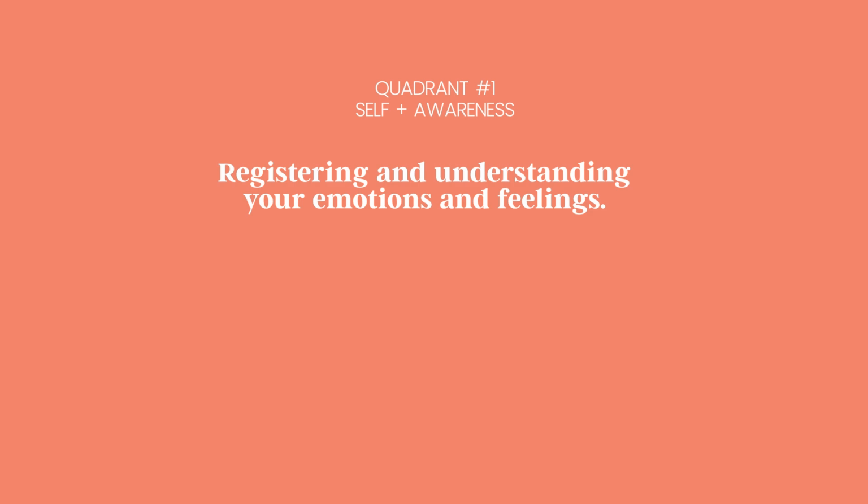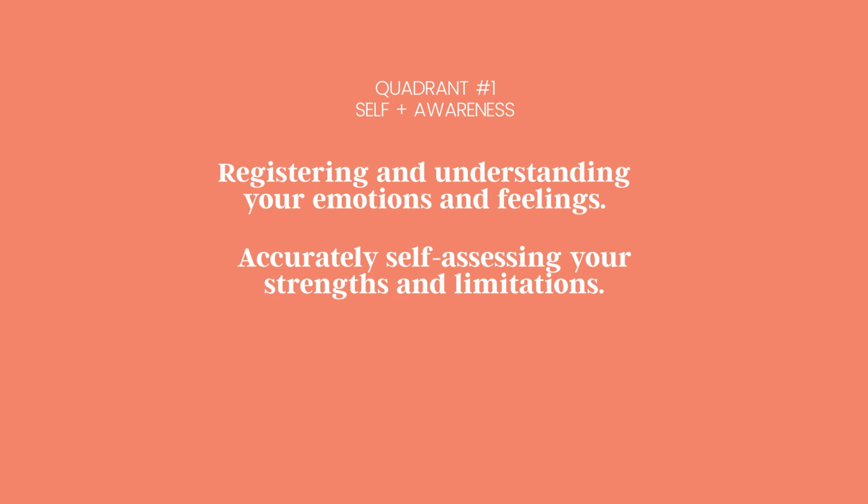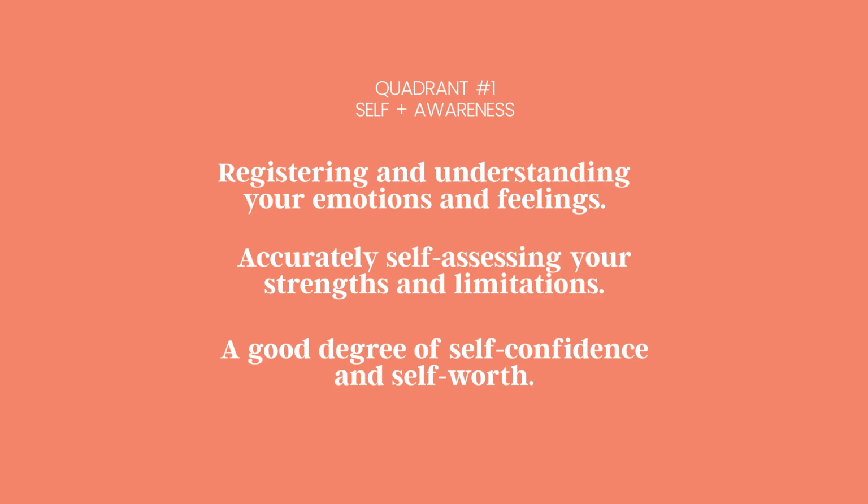So now that we have a visualization of the model, then let's start by looking at Sophie's first quadrant, the first level of emotional intelligence, and that is her awareness of her own emotions. So the first quadrant will include stuff like registering and understanding your emotions and feelings. Also, accurately self-assessing your strengths and your limitations. And the third and last thing is a degree of self-confidence and self-worth.